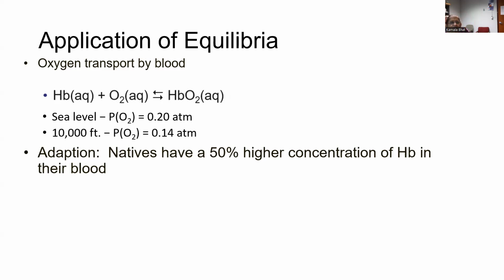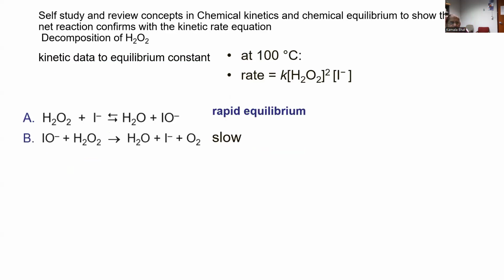And therefore, athletes, when they train for long distance running and for fast running, they generally train at high altitude for months so that the hemoglobin count increases, and therefore they can perform better. Now, the self-study and review concepts.